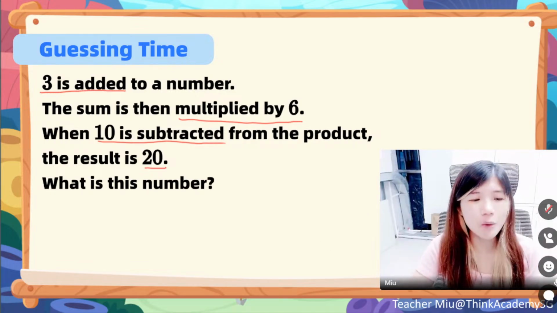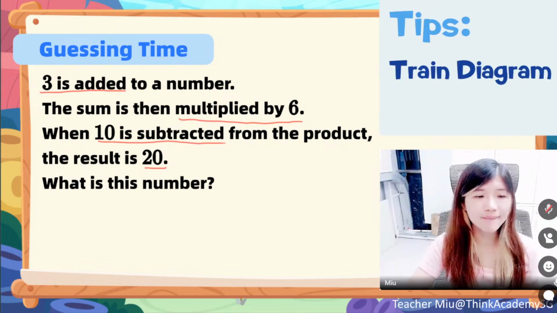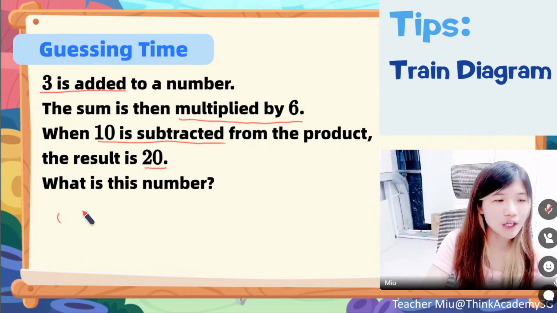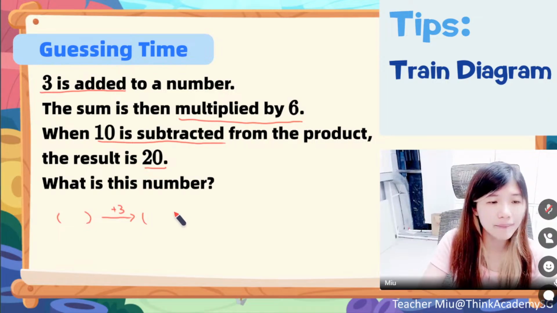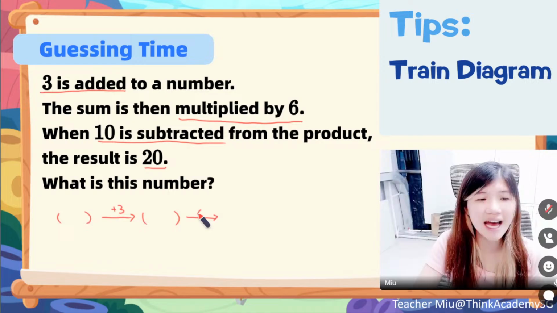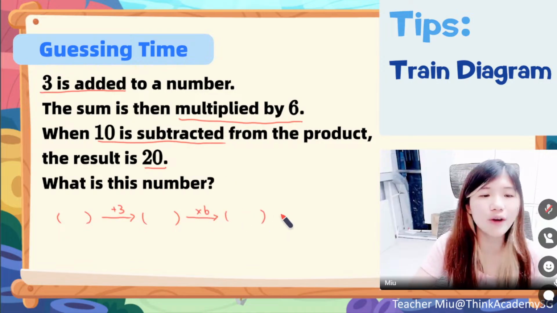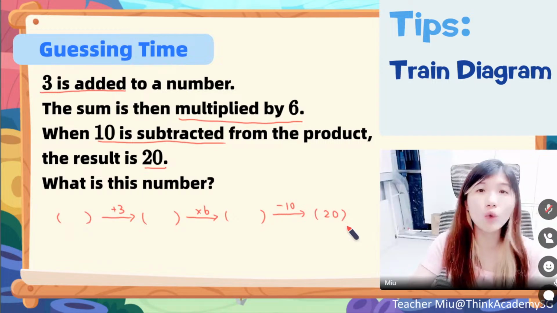For working backwards, one very important tool is called the train diagram. Now we have a number we don't know. 3 is added to the number. That means we plus 3 to the number and get a new number. This new number is then multiplied by 6, that means times 6. Then 10 is subtracted from the product. That means we minus 10 to get to the result, which is 20. This is what the question told us.